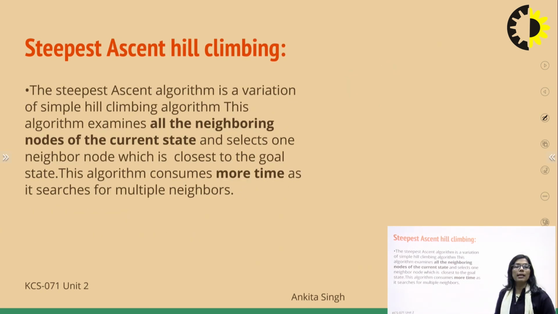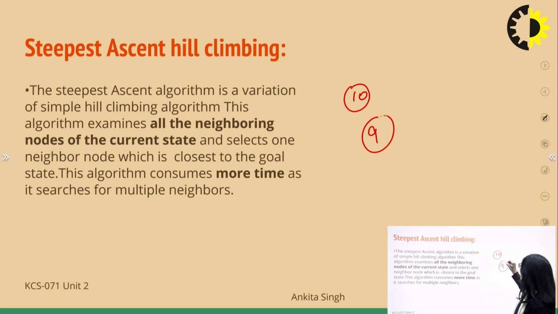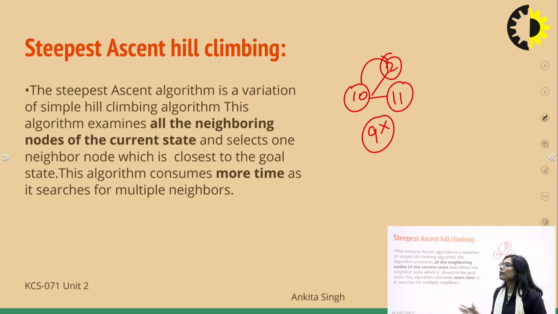Whereas in steepest hill climbing, I will be checking all my neighboring nodes. I will check 9. 9 is not better than me, I will reject. I will check 11. It is better than me, I can move there, but I won't move. I will check 12. It is better than 11, so I will jump to 12. That is steepest ascent hill climbing. It examines all neighboring nodes of the current state and selects the neighbor node which is closest to the goal state. The algorithm consumes more time because it searches multiple neighbors. Obviously, it will give you a better solution than simple hill climbing, but of course, it will take more time.